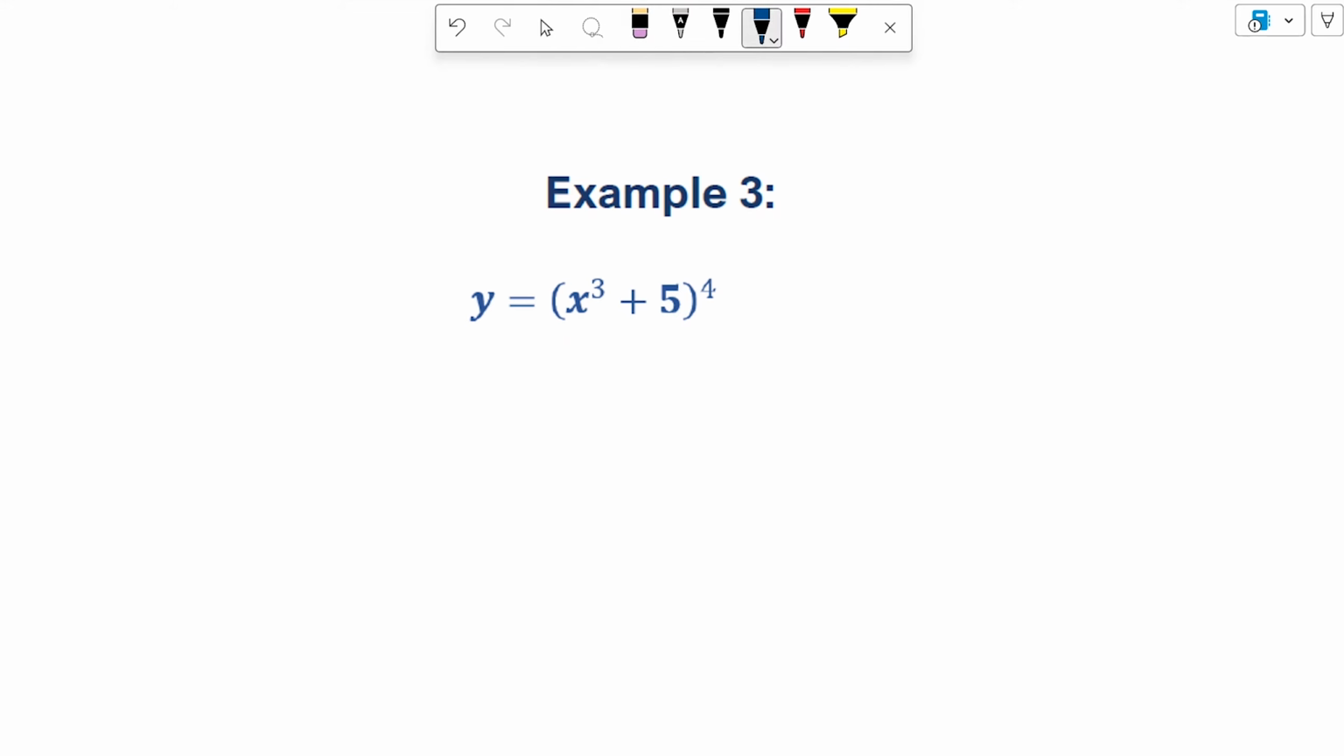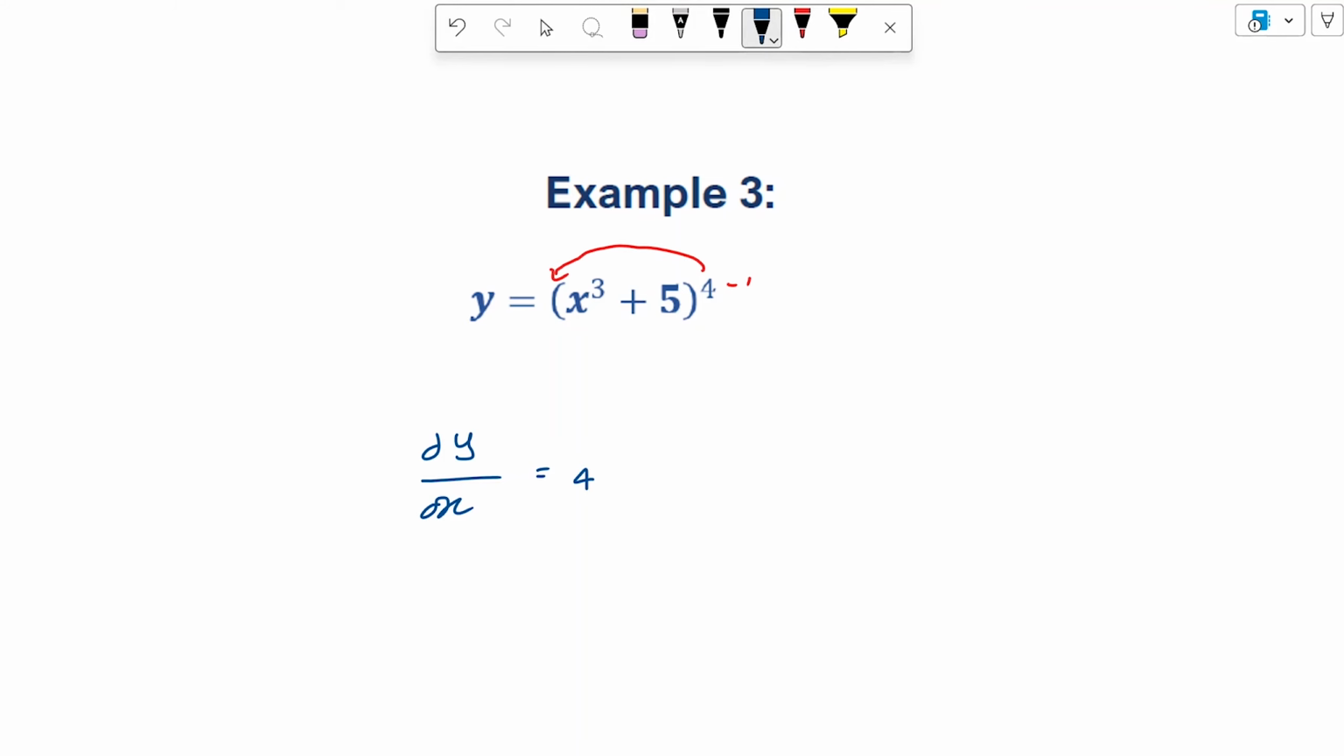Okay, so for this one we have y is equal to (x cubed plus 5) all raised to the power of 4. The way to solve this is that we will first differentiate the power of 4, and then after we've brought down the exponent and subtracted it by 1, we will then differentiate whatever is in the bracket, okay? So dy over dx is equal to, bring down the exponent and then subtract it by 1.